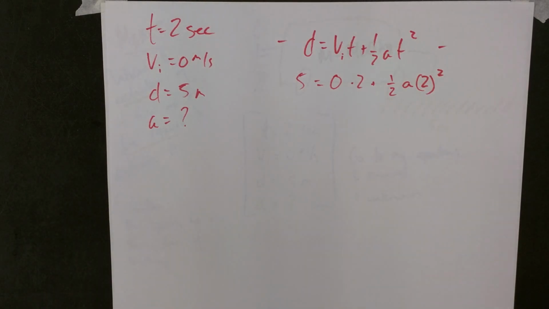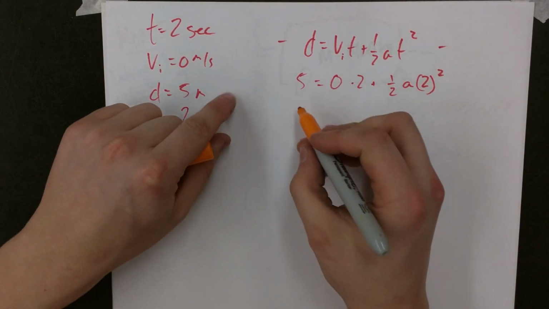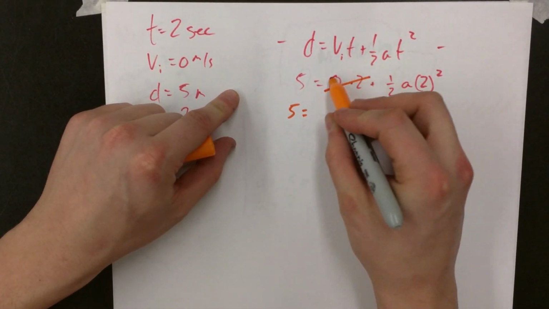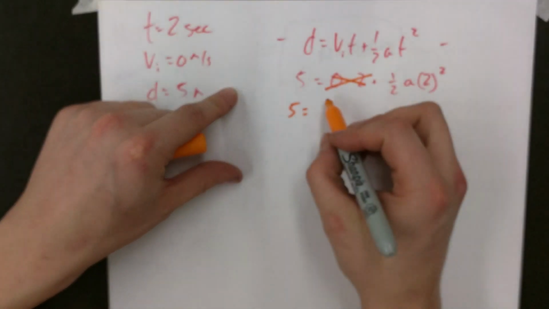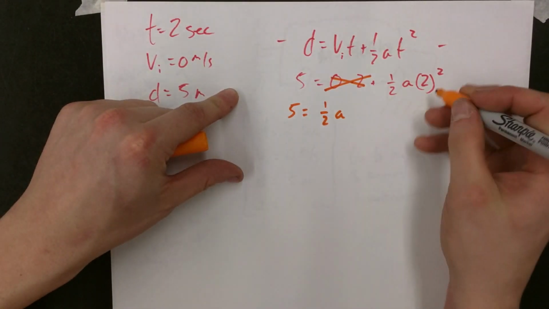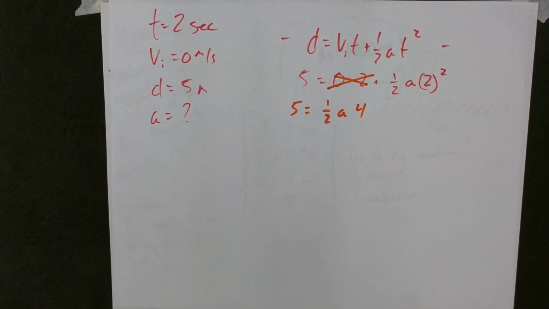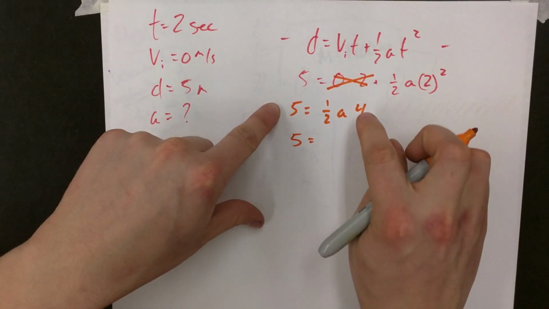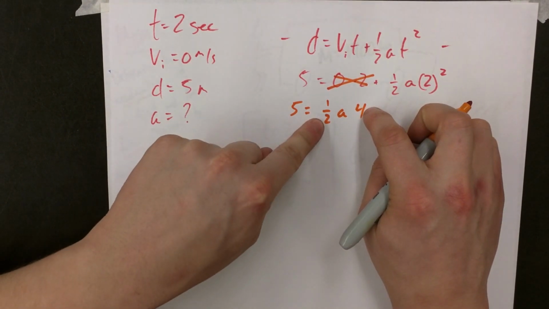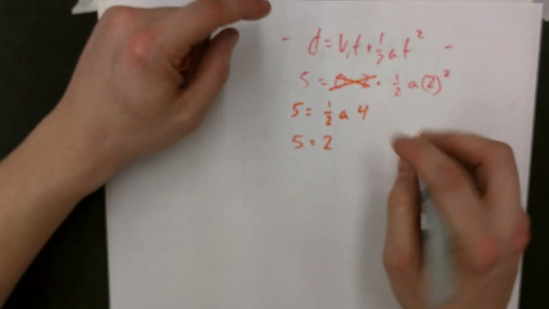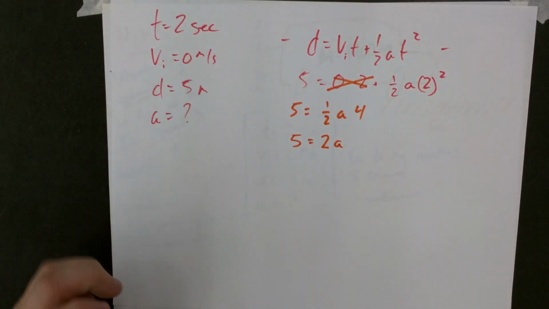Okay, so now I can start working through this. Well, 5 is still going to remain over here. 0 times 2, well, that's 0, so this term cancels out. And what I'm left with is 1/2 A times 2 squared, 2 times 2 is 4. I could also reduce this even more and say 5 is equal to 4 divided by 2, or 4 times 1/2. That's 2, and A is still over here.